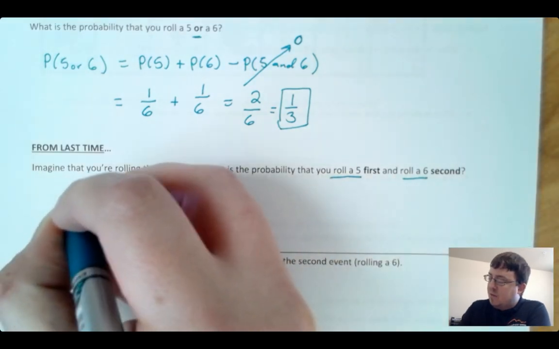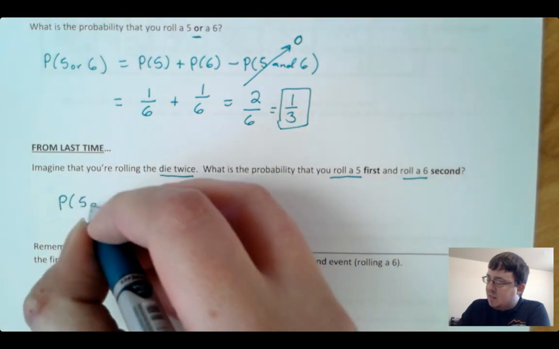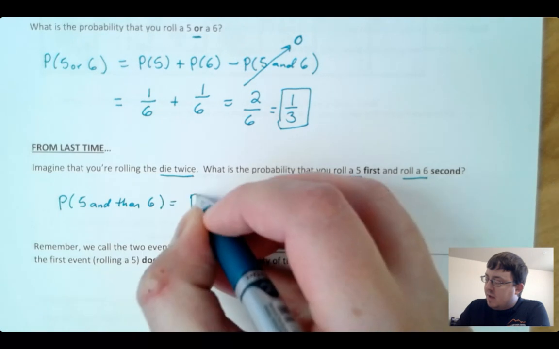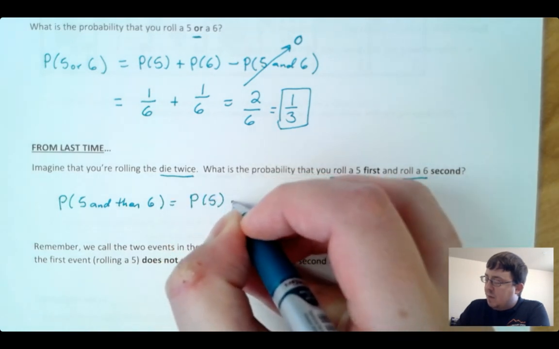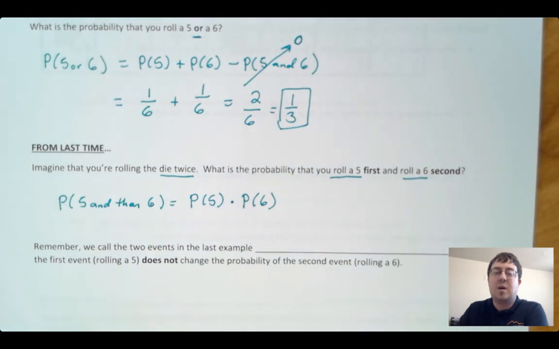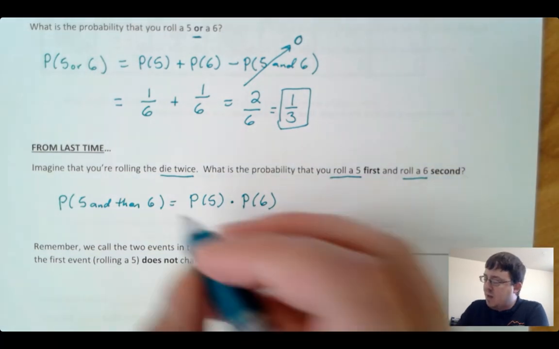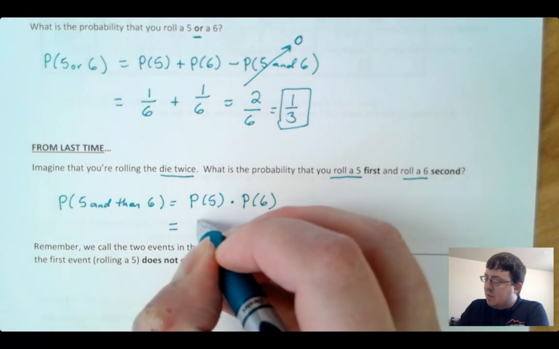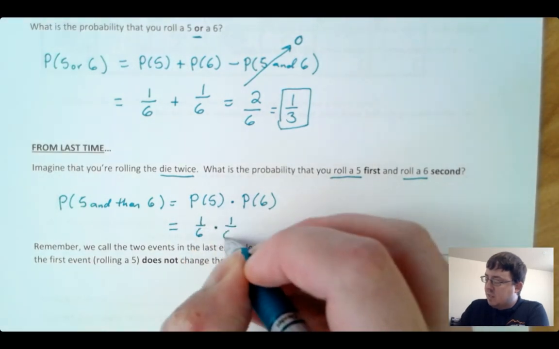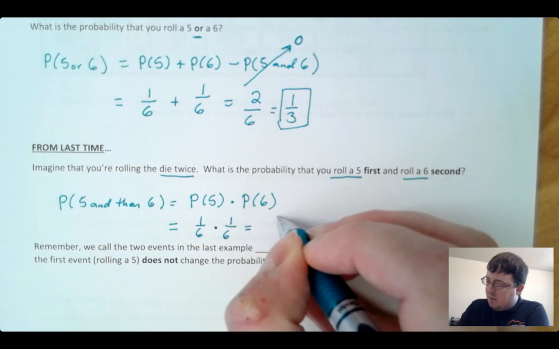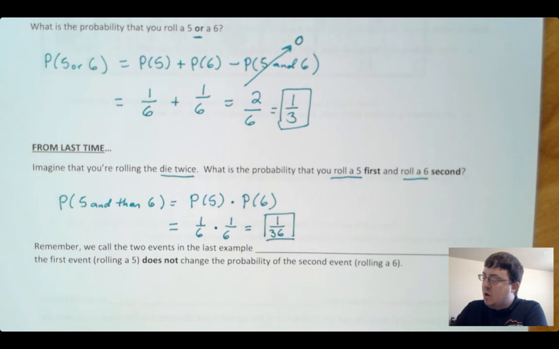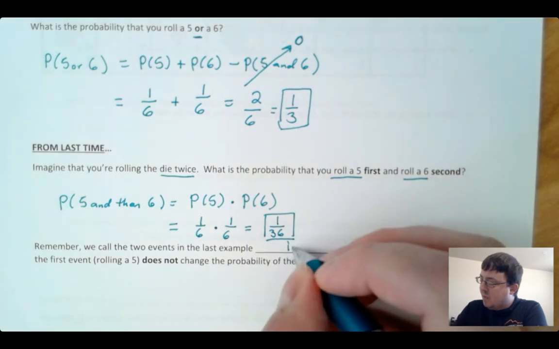So if I want to roll a 5 and then a 6, well, that's just the probability of rolling a 5 times the probability of rolling a 6. Because these are independent events, I can just multiply the probabilities like this. Probability of 5 we saw before was 1/6. Probability of 6 we also saw before is 1/6. This is 1 out of 36. So we've seen those things before. Remember that these are called independent events.